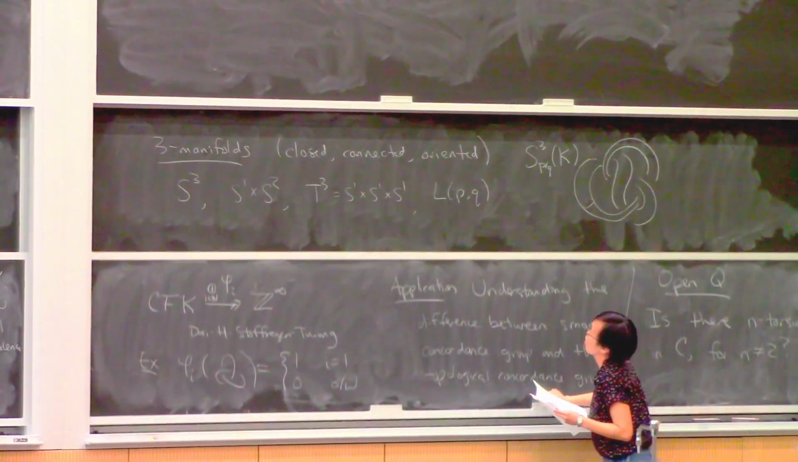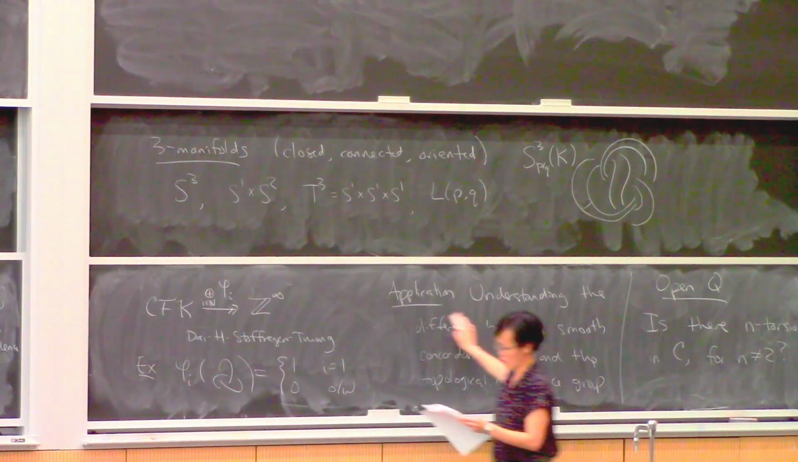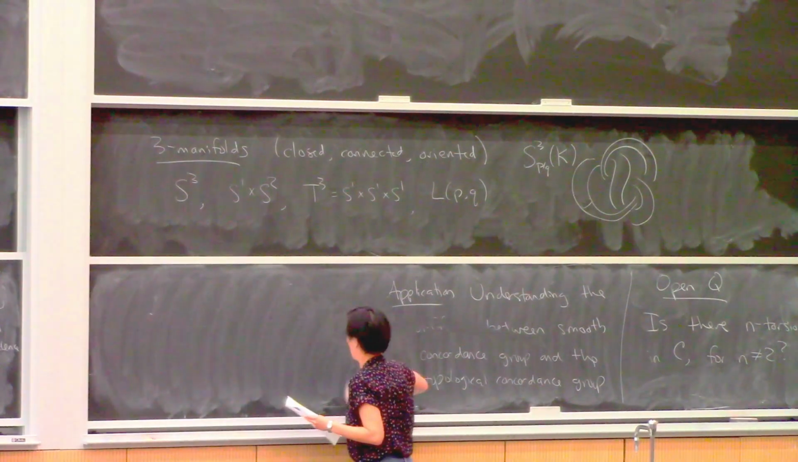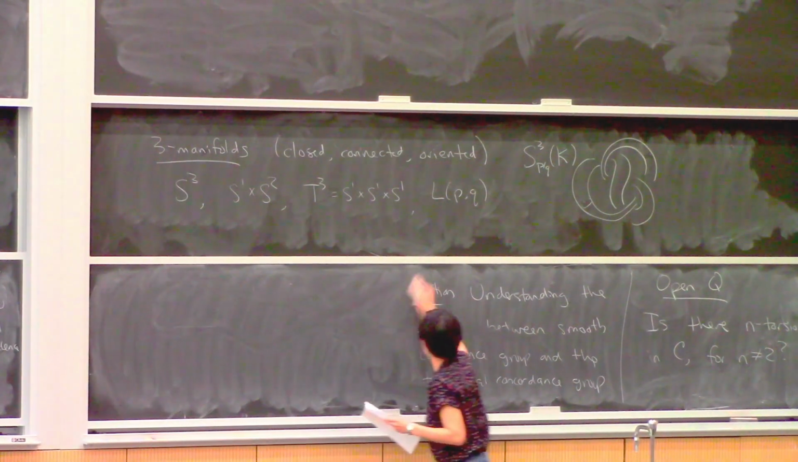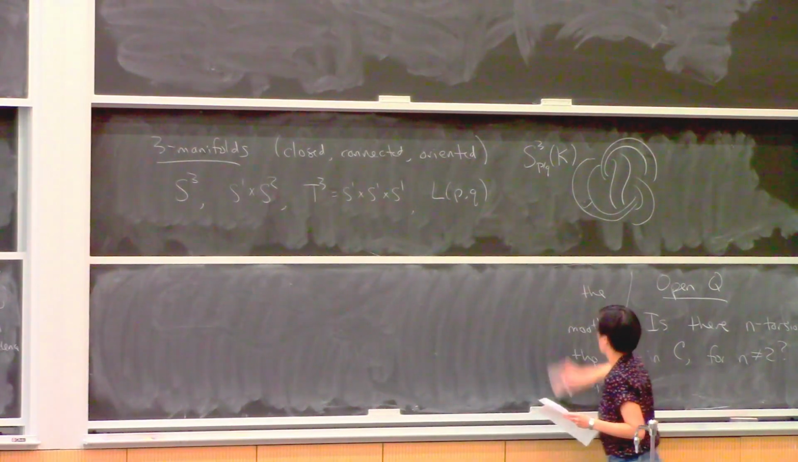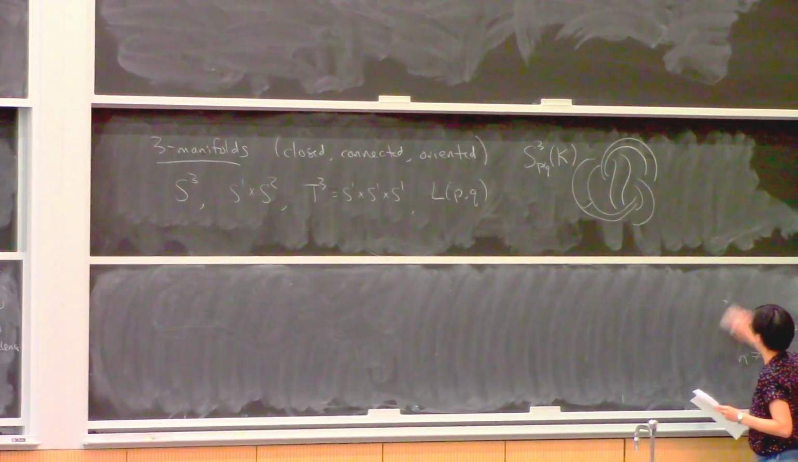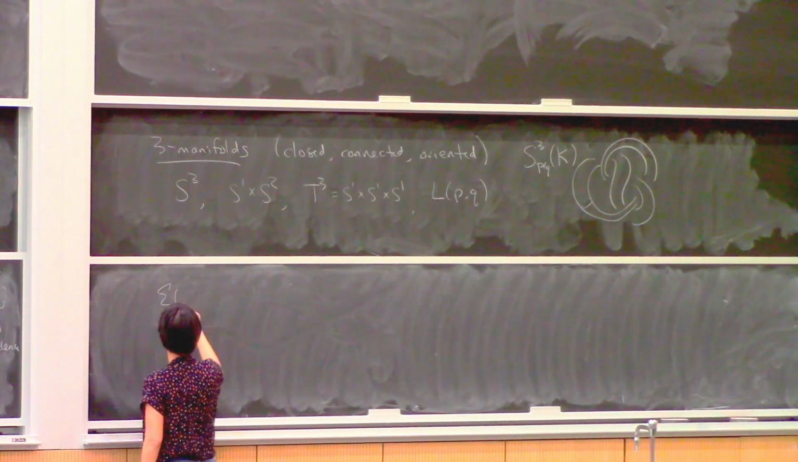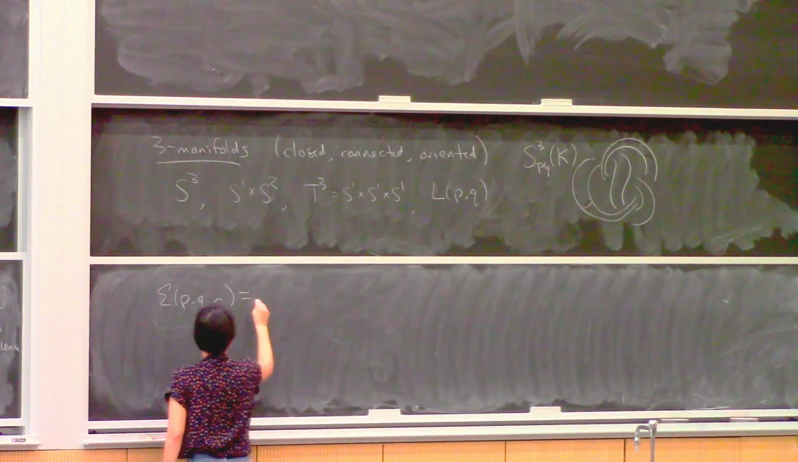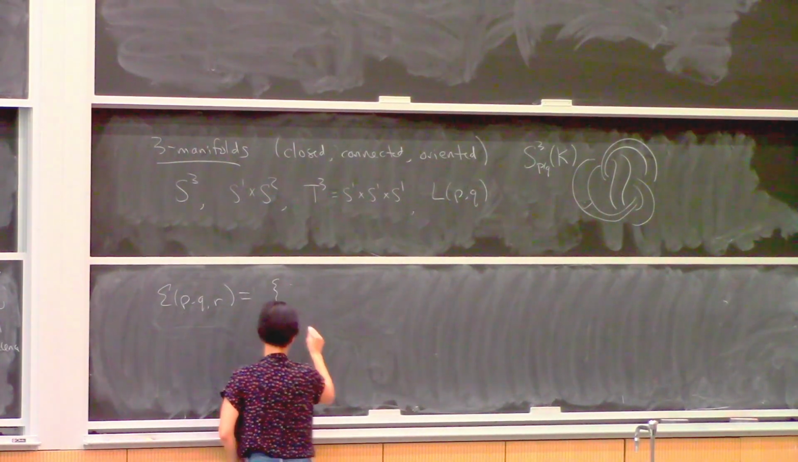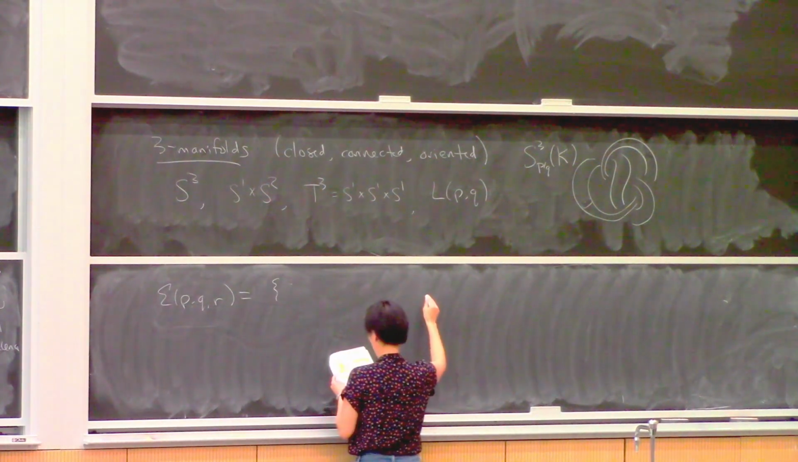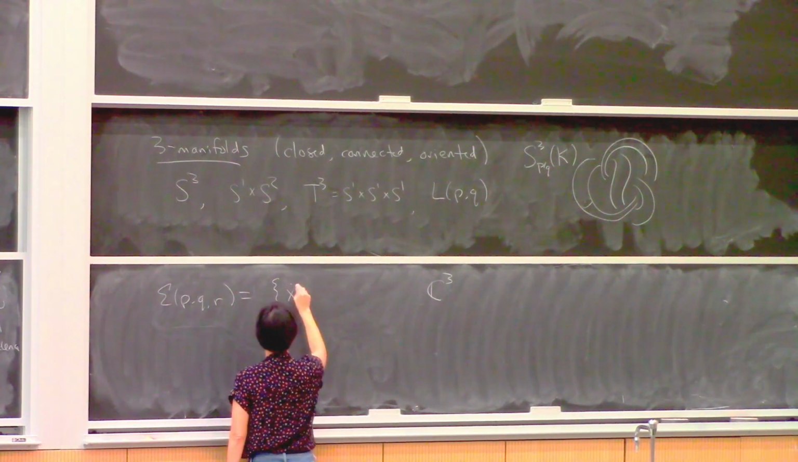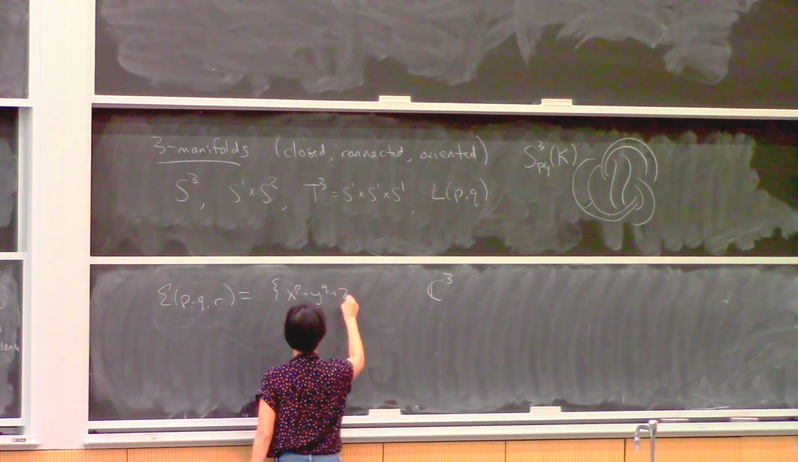And there's lots of other 3-manifolds. Maybe I'll tell you one other family called Sigma(p,q,r). So Sigma(p,q,r). Okay, so this is going to be happening in C^3. So let's look at the zero set of the polynomial x^p + y^q + z^r.